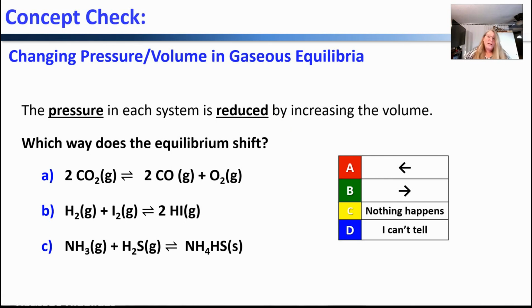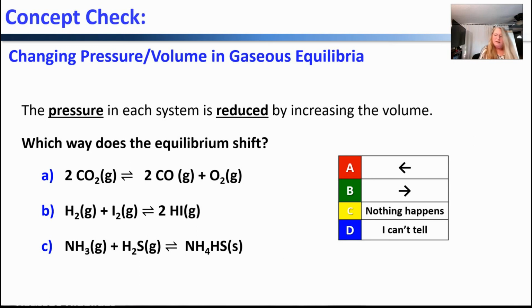Okay, 3 equations I want you to think about. The first one is carbon dioxide to carbon monoxide. Second one is hydrogen and iodine. And the third is ammonia and H2S. And we want to know if the pressure in each system is reduced, which way does equilibrium shift? So pause for a second and think it through and then come on back.